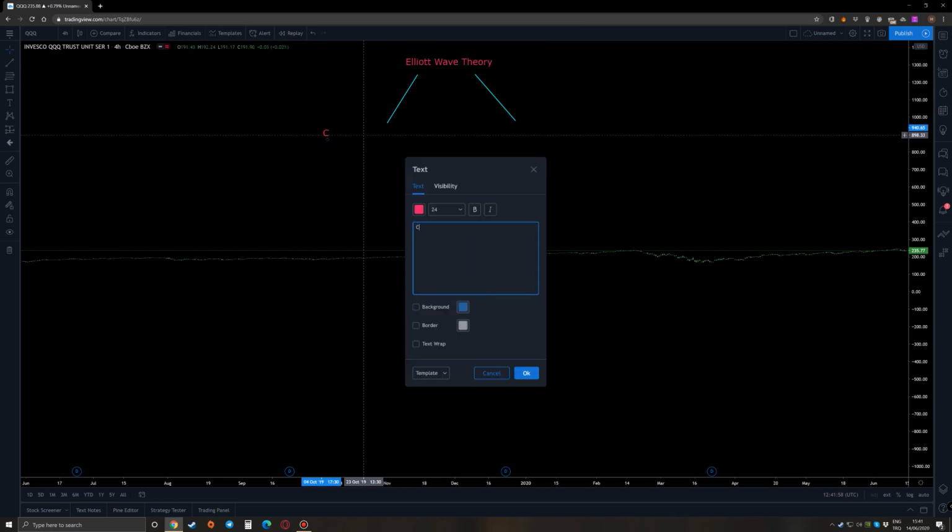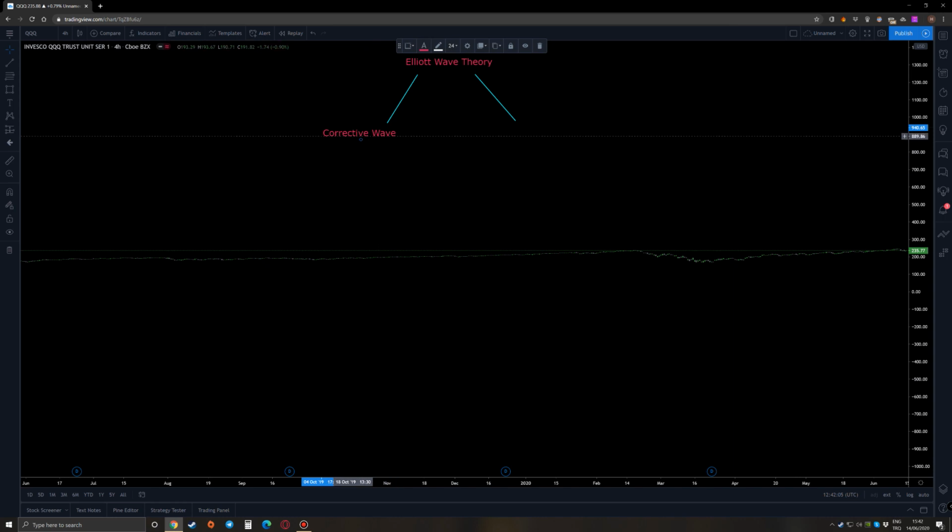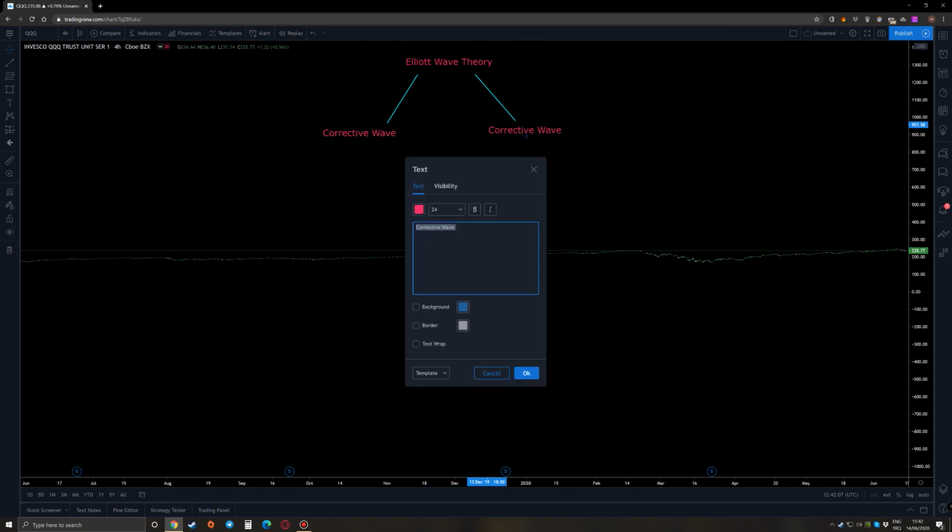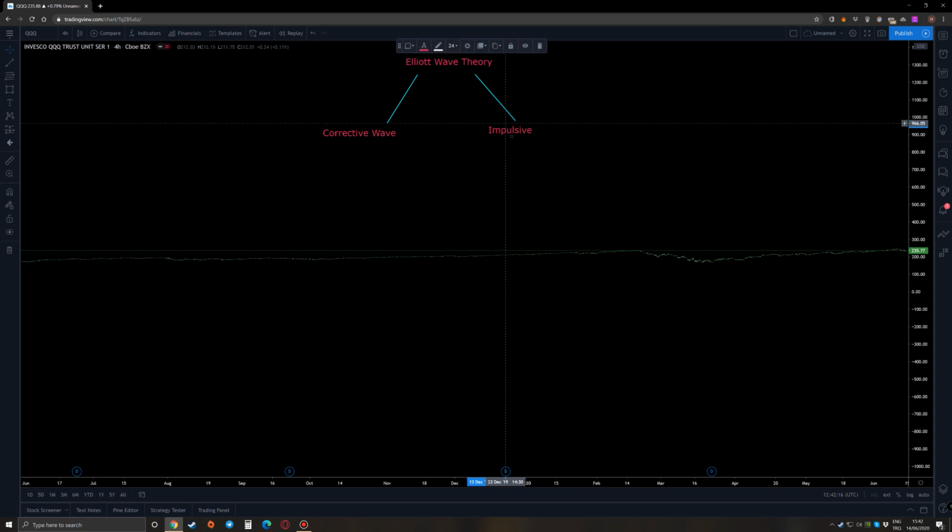So we have the corrective wave and we have the impulsive wave. But I will change this. I want to do it like this.